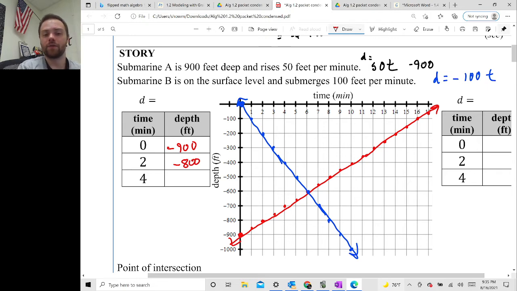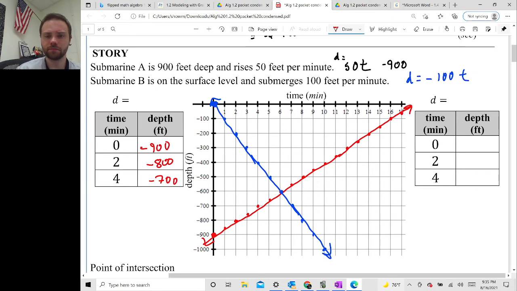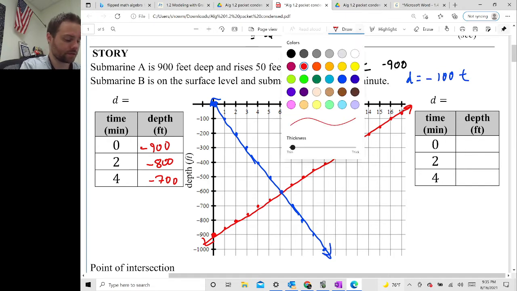And then again, if I plug in 4 for this t, for this first equation, I get 4 times 50, which is 200. 200 minus 900 would be negative 700. So I'm over here, down 700. For the blue line, they're asking me to plug in the points. So I'm going to do that.